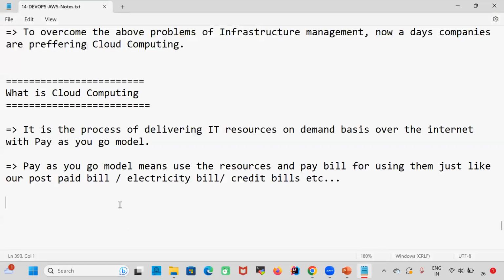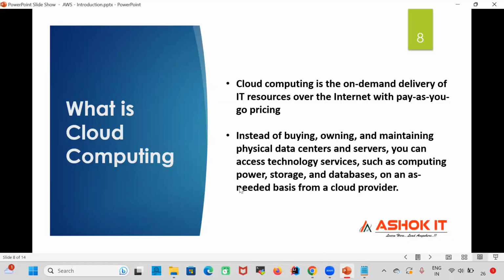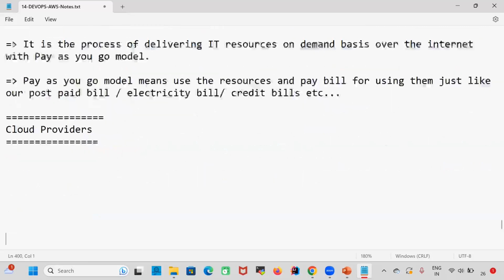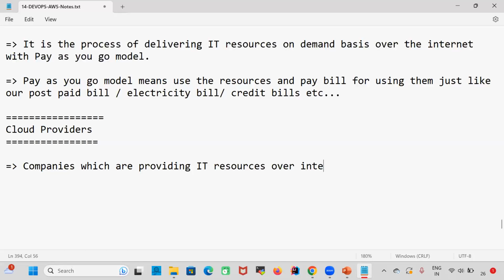The company which is providing the infrastructure on demand basis is called a cloud provider. There are several cloud providers available who will provide IT infrastructure for rent. AWS, Azure, GCP, these all are cloud platforms. What is the meaning of cloud providers? The companies which are providing IT resources over the internet are called cloud providers.